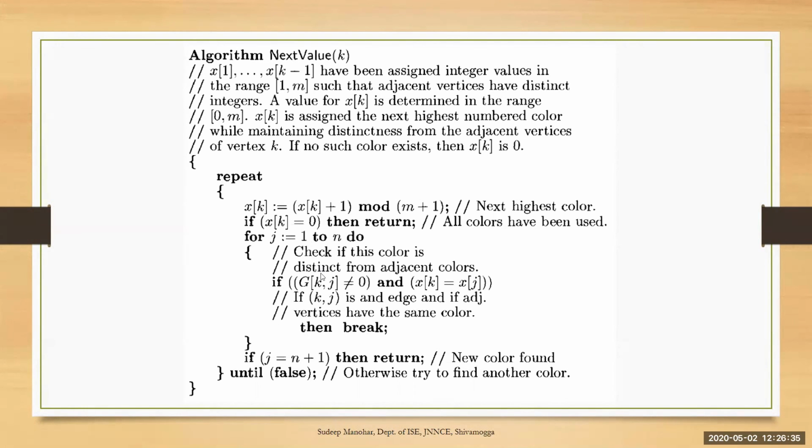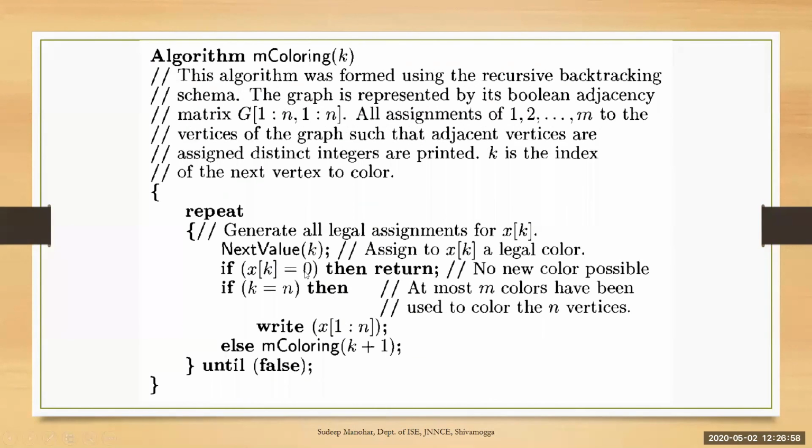Now once again it checks if there is any adjacent vertex with the same color. There is no vertex with the same color. The entire for loop runs and j reaches the end, which means that there is no adjacent vertex with the same color. So a new color is found. It will return. When it returns, it comes to the previous function. Whether x of k is equal to 0, no, it is 2 now. If k is equal to n, no, it is not n, it is still 2. Still 2 vertices are to be colored.